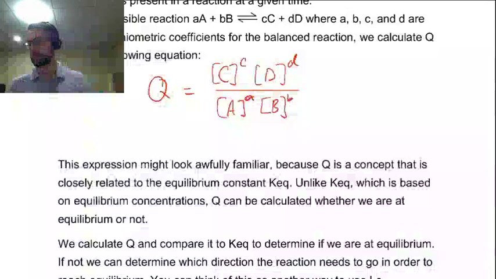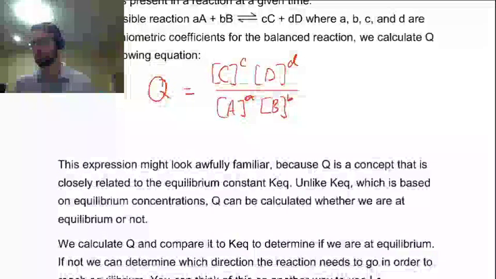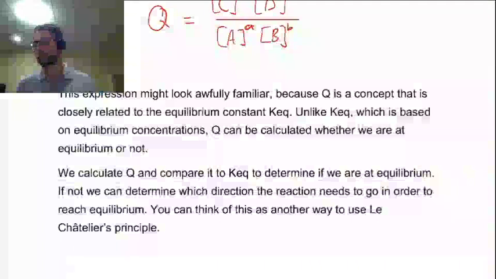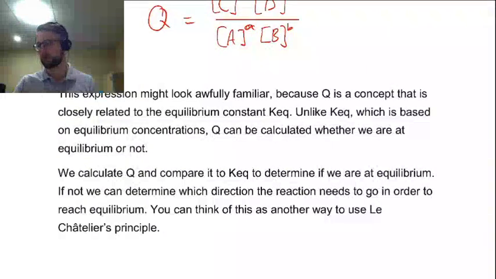Q is a concept that is closely related to the equilibrium constant. Unlike Keq, which is based on equilibrium concentrations, Q can be calculated whether we are at equilibrium or not. We calculate Q and compare it to Keq to determine if we are at equilibrium. If not, we can determine which direction the reaction needs to go in order to reach equilibrium. You can think of this as another use of Le Chatelier's principle.